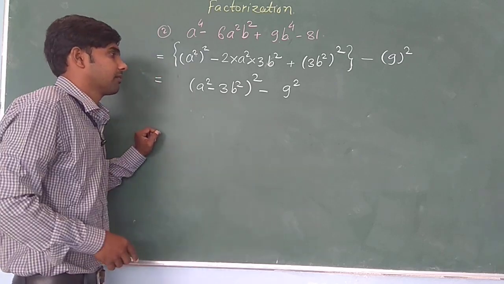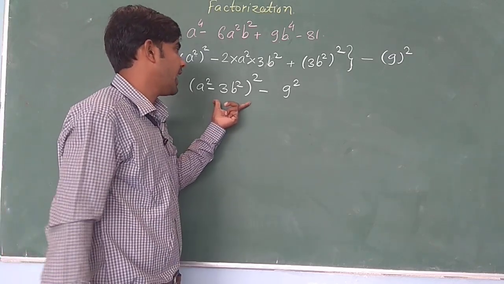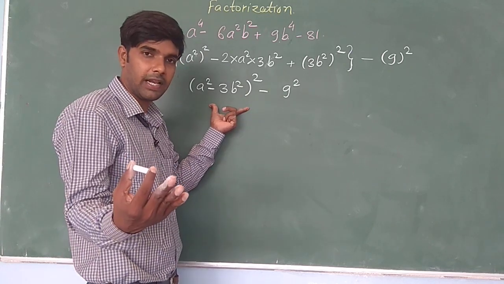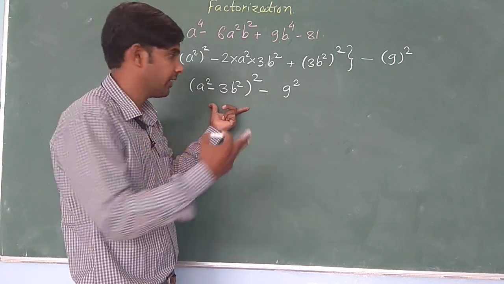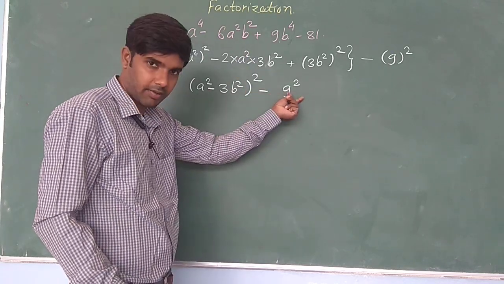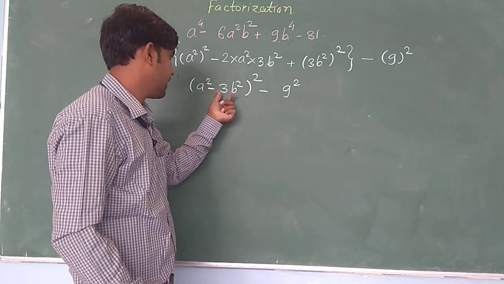Now tell me which identity we are going to use in this step. It's very simple. Which identity? Third, a square minus b square. Here a is your a square minus 3b square.